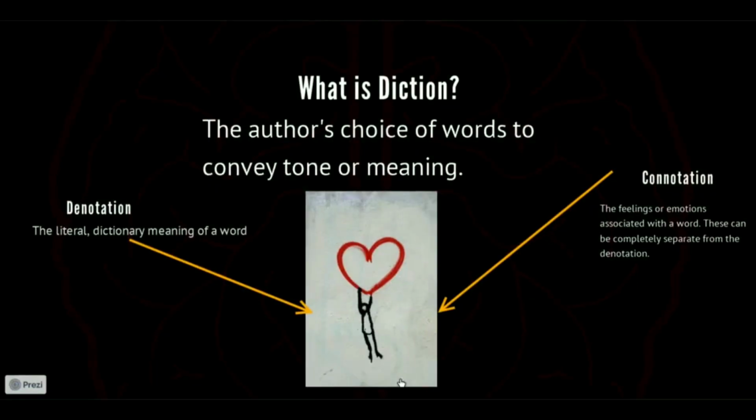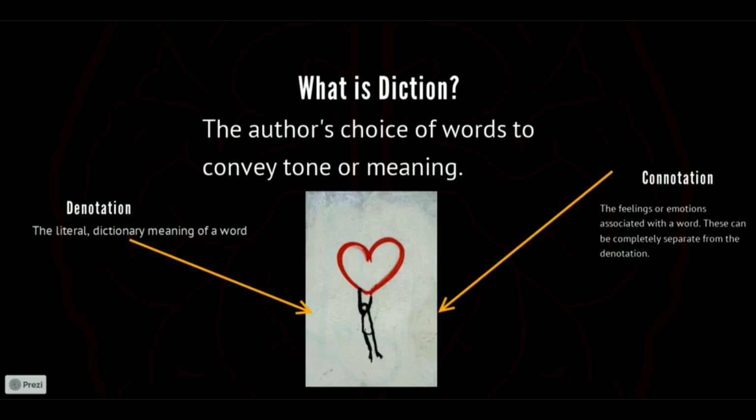First things first, you need to know what diction is. Diction is the author's choice of words to convey tone or meaning. And what they do with this is they can use it in their narrations or they can use it in the dialogue of their characters. Harriet Beecher Stowe, the lady who wrote Uncle Tom's Cabin, uses a wide variety of diction in that book, both with herself in her narrations and with her characters.